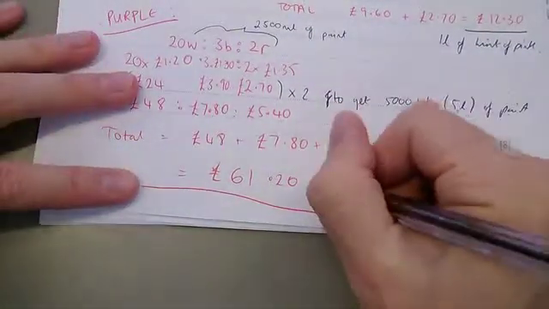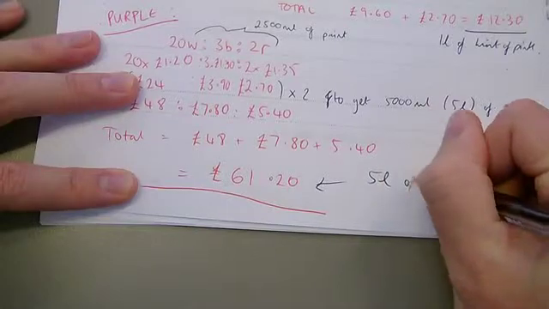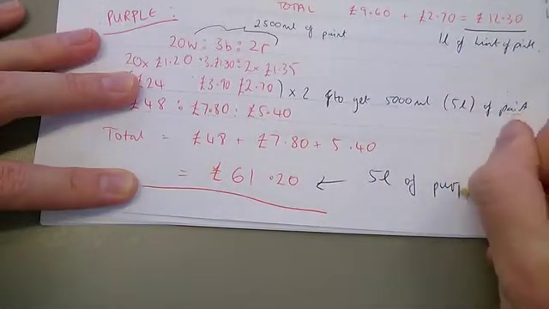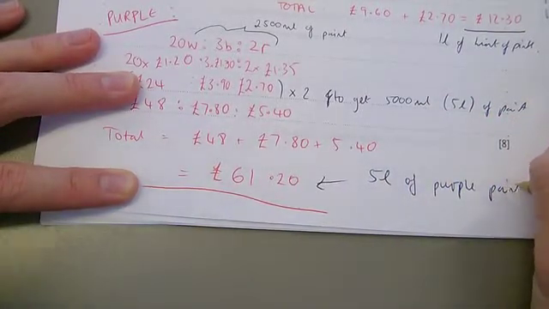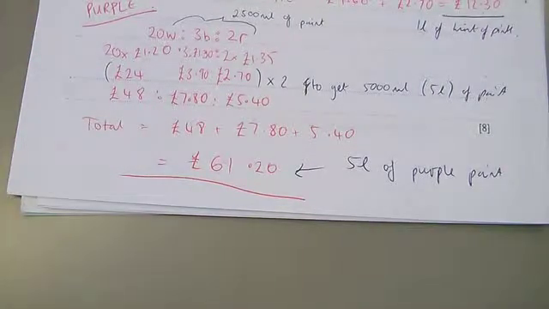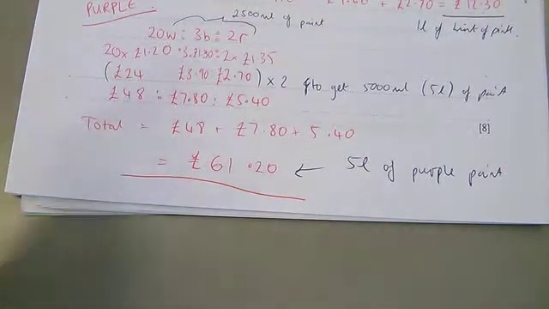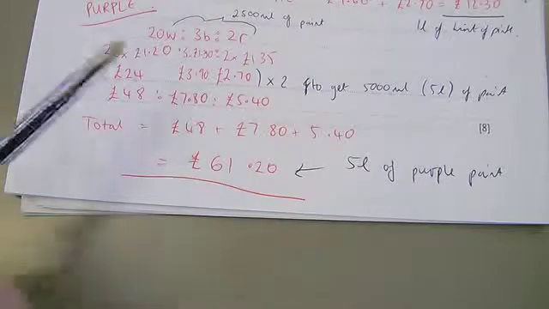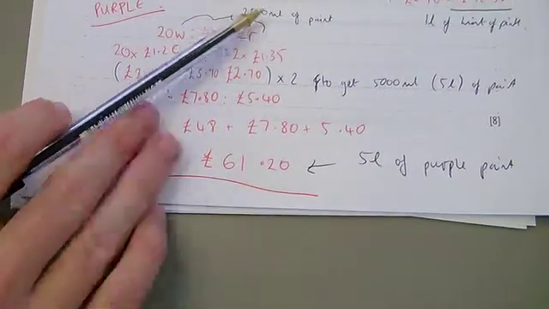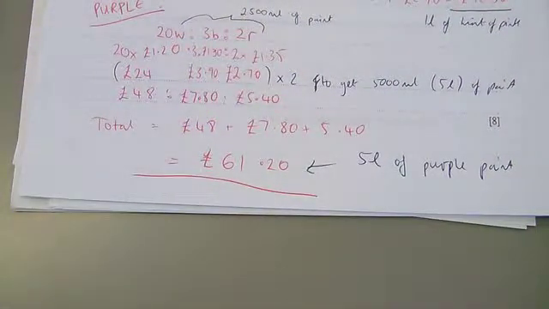And then that is for 5 litres of purple paint. And as far as I'm concerned, that is good enough for QWC2. I've used pound signs consistently. Things haven't just popped up out of nowhere. I've said everything that's going on. I'm saying this is going to give me 2,500 millilitres of paint. You're going to have to plus these together.